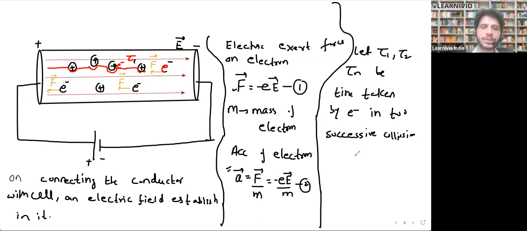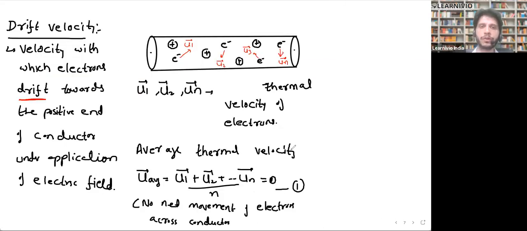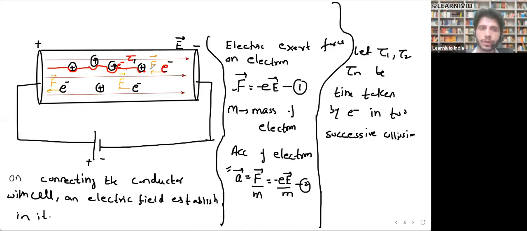And the initial velocity of the electron is the thermal velocity. But due to this force, after this time tau 1, the velocity of the electron will definitely change. Like maybe when the electron is near this ion, the velocity of the electron is, let's say, 10 meters per second. Then due to the force, after this tau 1 time, the velocity of the electron will definitely change. It will not remain the same. The velocity of the electron will change after every collision.